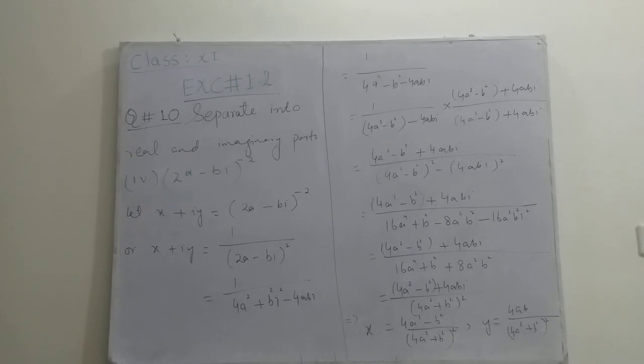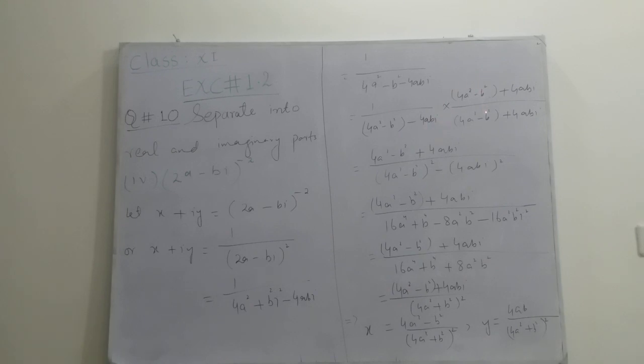Now part fourth. (2a minus b iota) whole raised to power minus 2. Let x plus iota y is equal to (2a minus b iota) whole raised to power minus 2, which can be written as 1 divided by (2a minus b iota) whole square. Solve it by using (a minus b) whole square. We have a square plus b square minus 2ab. So here 4a square minus b square, because iota square is minus 1, minus 4ab iota. Here we have 4a square minus b square real and minus 4ab iota imaginary.